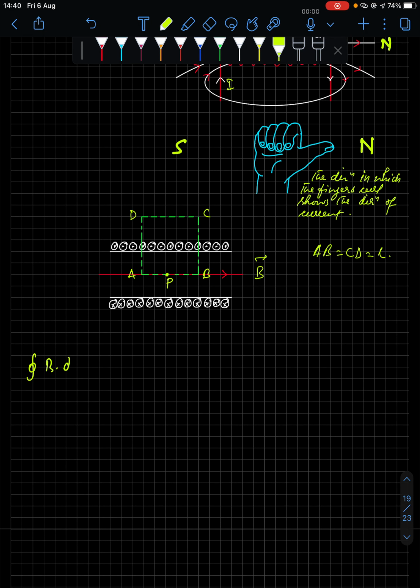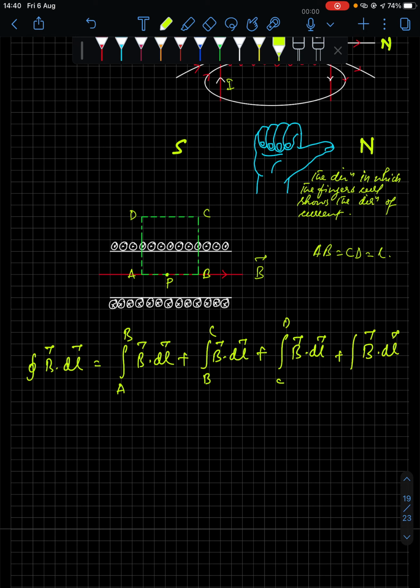Therefore, the closed integral of B dot dl will break this closed path into four integrations: integral B dot dl for A to B, this is for this path only; then integral B dot dl for B to C; then integral B dot dl for C to D; and finally integral B dot dl for D to A.